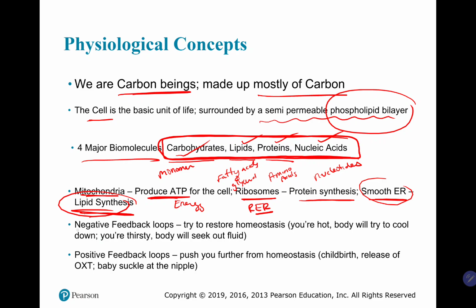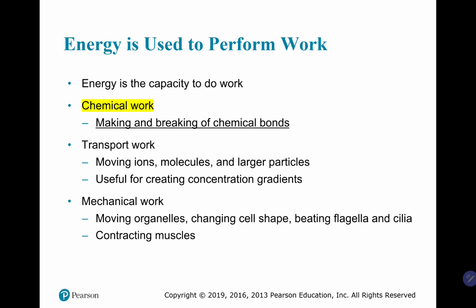Remember, like I mentioned before, these negative feedback loops try to restore homeostasis, right? So if, for example, you're hot, your body will try to cool down. You're thirsty, your body will seek out fluid. Remember those things. And in positive feedback loops, they push you further away from homeostasis, right? Such as childbirth, or the release of oxytocin, the stretch receptors, as well as the baby suckling at the nipple. Again, you're pushing further from homeostasis, okay?